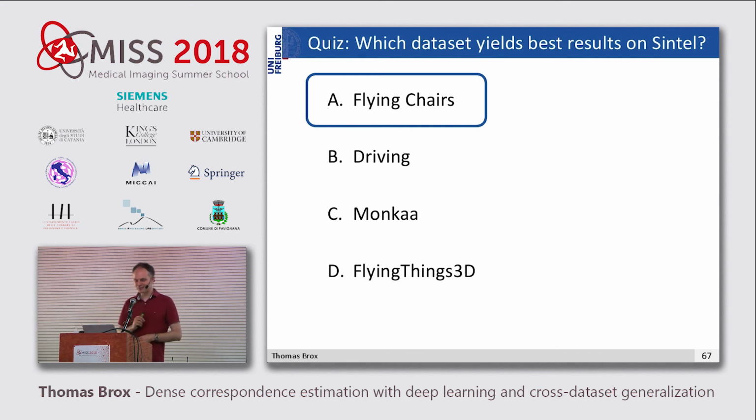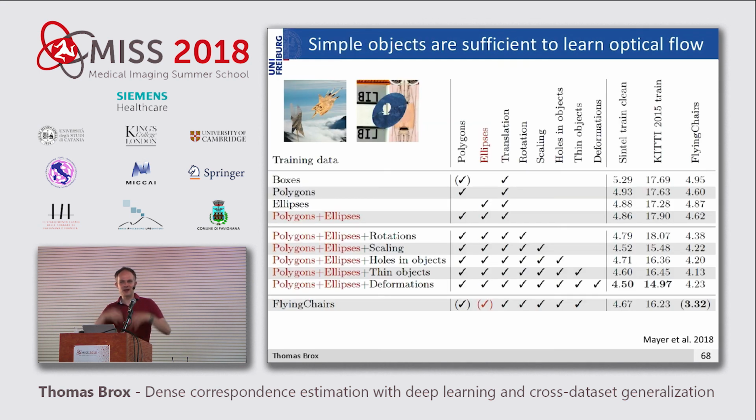So the correct answer is actually the Flying Chairs dataset performed best. And this was also a bit surprising to us because it didn't have this fancy 3D things and so on. The reason is that actually for optical flow estimation, simple objects are already sufficient to learn the optical flow, because what you want to learn is this simple concept of correspondence and how things occlude each other, and that they can rotate, that they can transform in a certain way. And for that, you actually don't need great objects in 3D space. You actually just need a few boxes or ellipses or polygons.